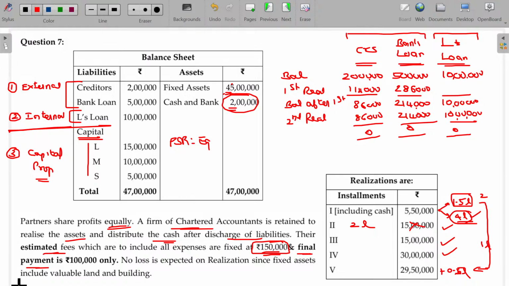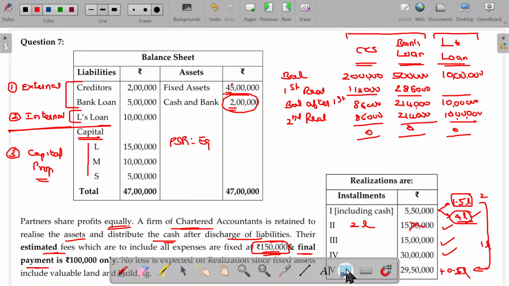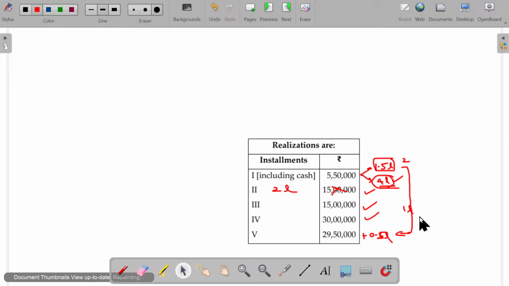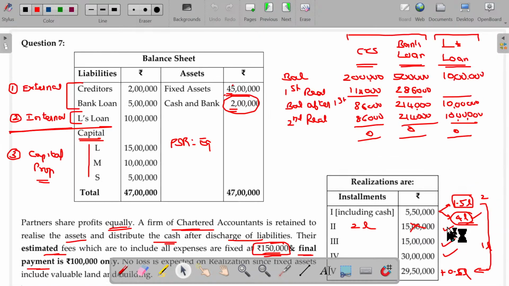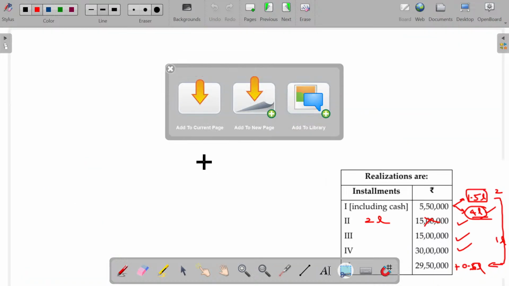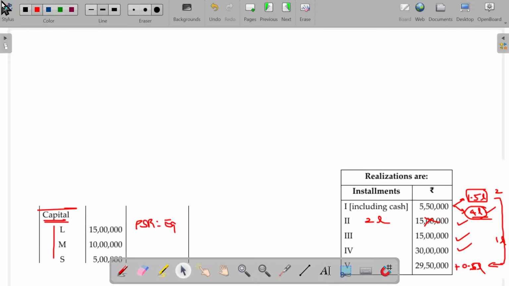Now, for settlement to the partners, I need only this detail. I'll start with this detail here. Okay, I want only this detail, right? Yes.